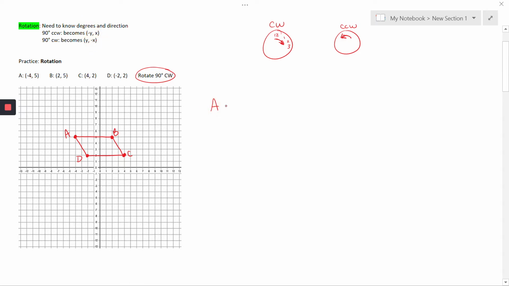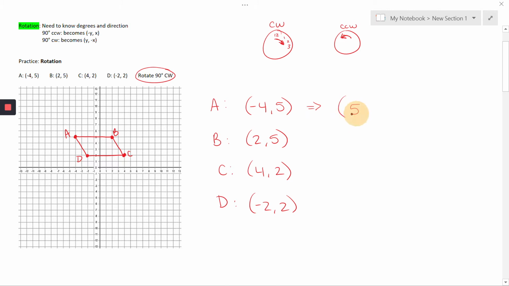So the first thing I'm doing is writing out my ordered pairs, A, B, C, and D. And then I'm going to start by swapping them. So I'm just going to switch my x and y's. So this is going to become 5, negative 4. This one will be 5, 2, 2, 4, and then 2, negative 2. So all I did was switch x and y.